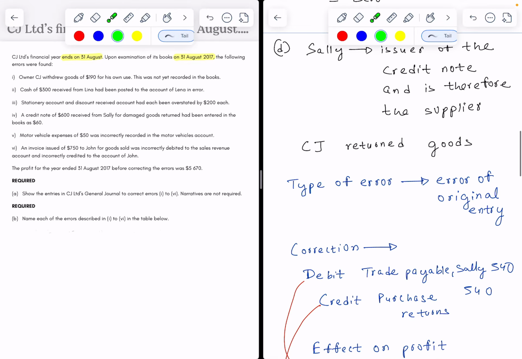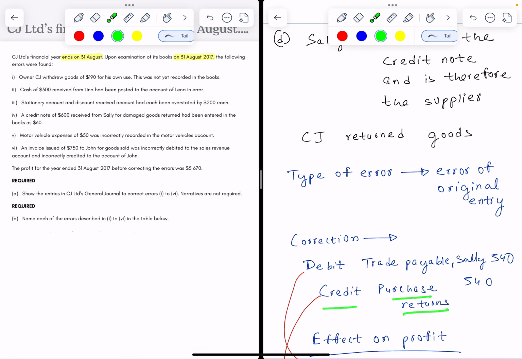Now, how do we correct this? We understand that we recorded this transaction at a significantly lesser amount, so the shortfall is $540, which is derived as the difference between the original amount of $600 and the amount we recorded by mistake, which is $60. So what we can do now is in our books, we increase the purchase returns. Purchase returns, when it increases, is credited. So we credit the purchase returns account, which is also known as the return outwards account, by $540. And simultaneously, we debit the trade payable account, specifically the account of Sally, by $540.